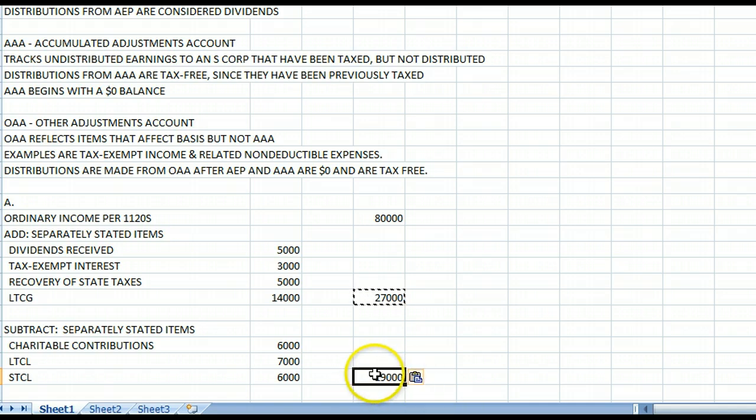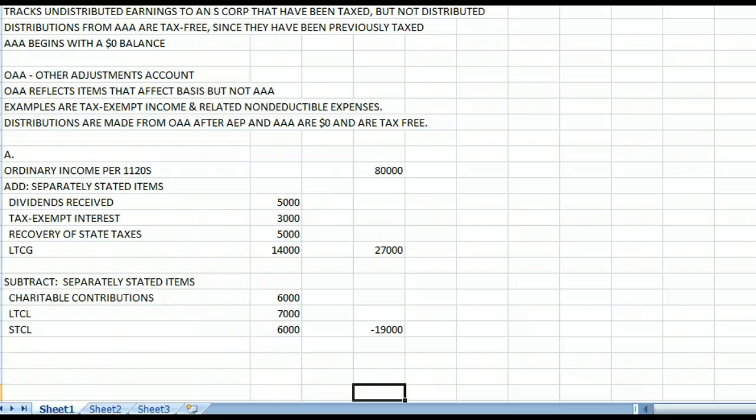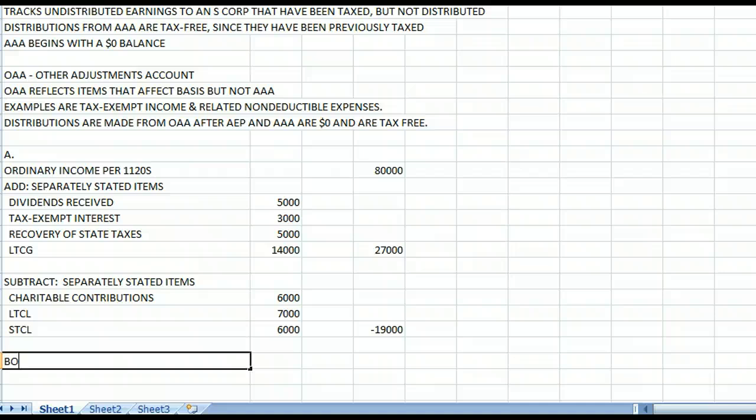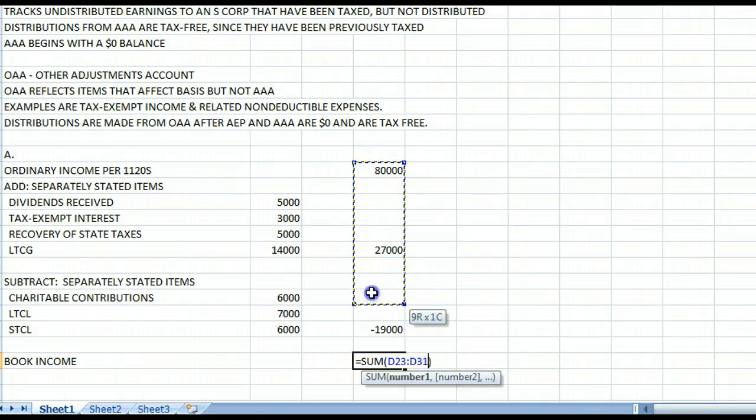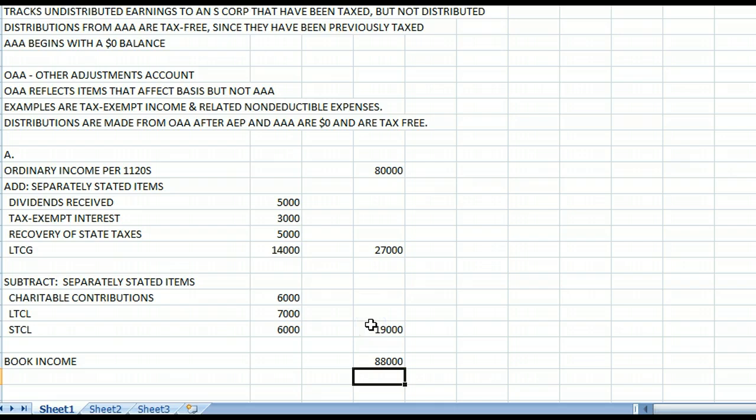The only thing I'm going to do down here is make that a negative, because those are going to be items that are subtracted. And by doing that, I can come down here and get a total for book income and answer question 8. So we'll just do an auto sum on that, and we get our book income is $88,000. What we're going to find out now in that $88,000 is that when we go into part B, where it says compute Johnny's ending stock basis, we're going to look at his percentage.